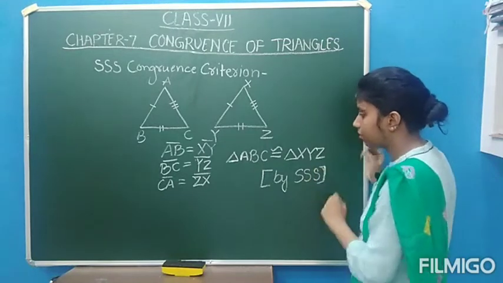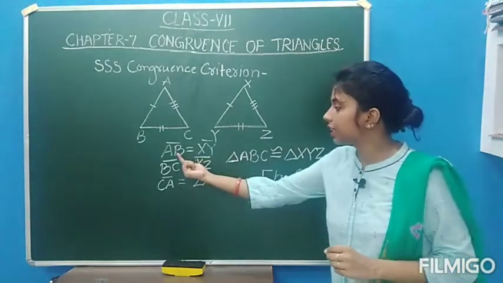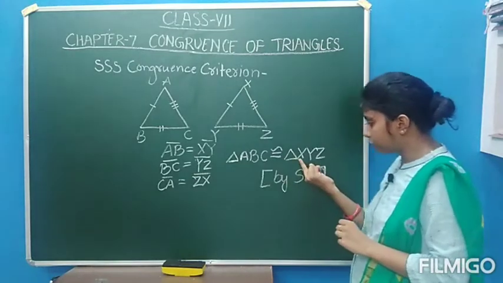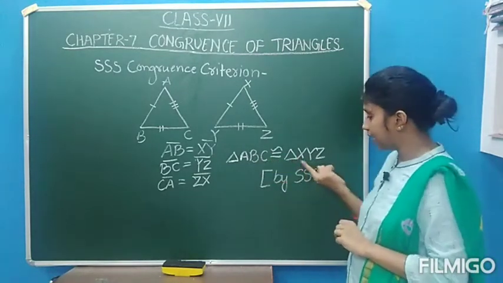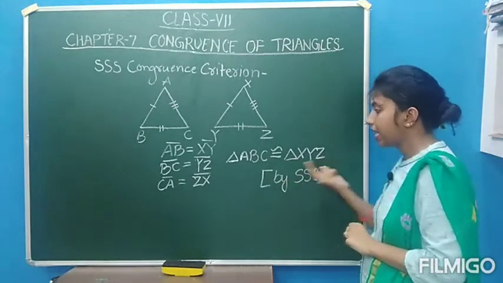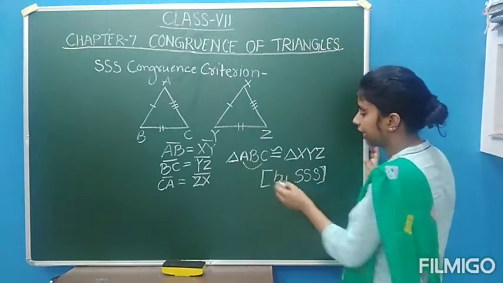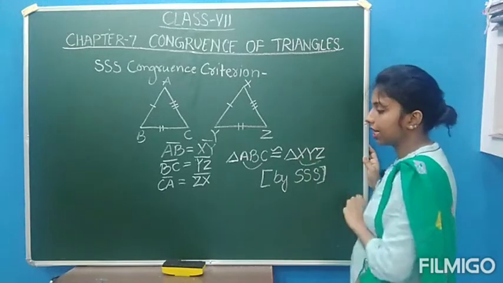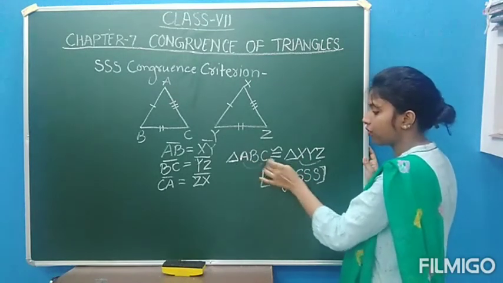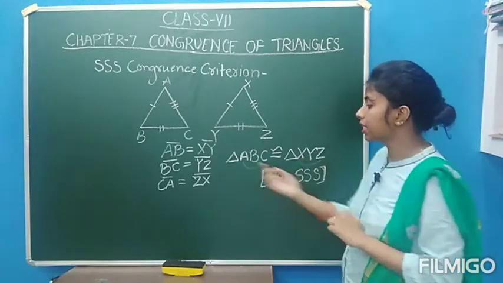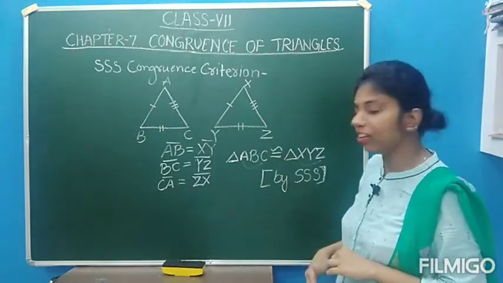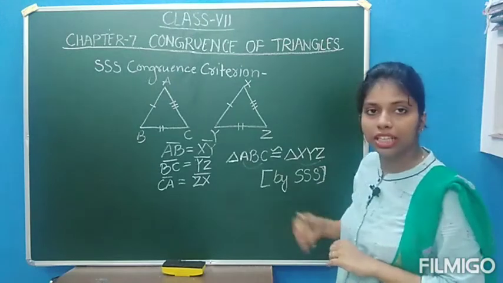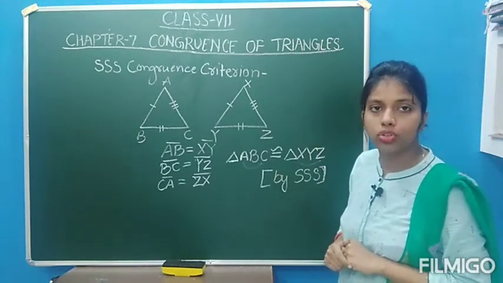So let's check with this symbol. As given, AB is equal to XY, side BC is equal to YZ, and side AC is equal to ZX. It satisfies all three sides, meaning they are congruent. And of course if it is congruent, then all the corresponding angles are also equal.